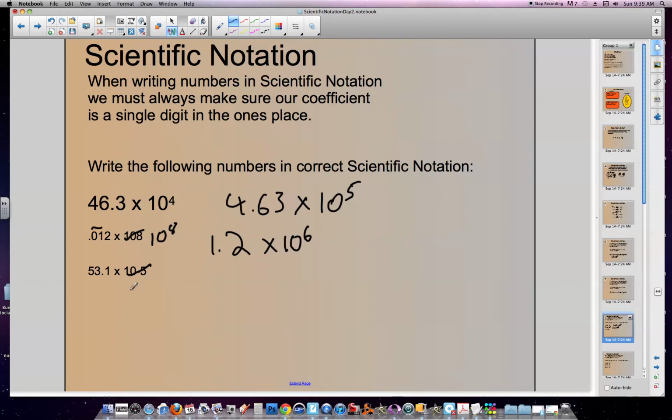Once again here, this is 10 to the negative 5th. I've got 53.1. That's too big, right? That's bigger than 9.9 repeating. So I need to remove a power of 10. And when I remove a power of 10, I'm dividing by 10, right? So everything moves to the right one. So I wind up with 5.31. But since I removed a power of 10 here, I need to add a power of 10 here.